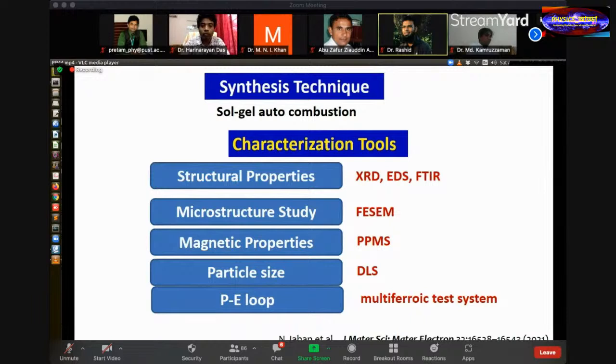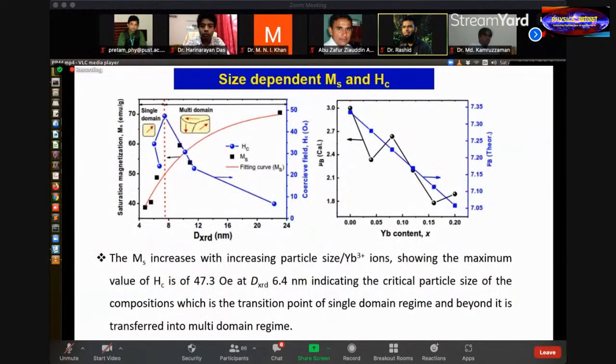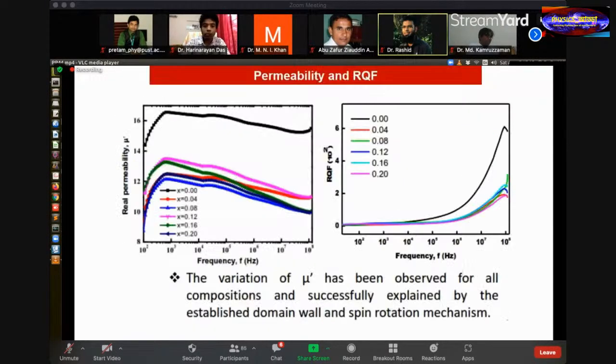Structural properties by XRD, EDS, and FTIR, microstructure by FESEM, magnetic properties by PPMS, particle size by DLS, and PE loop by a multiferroic test system. It is very important to find the critical particle size of the composition. Here, the critical particle size is 6.4 nanometers, which is the transition point from single domain to multi-domain.